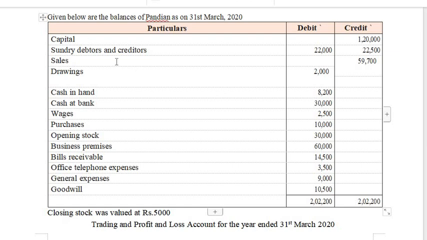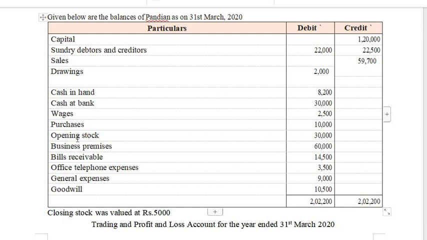Capital is a liability, sundry debtor and creditor. Debtor value is 20,000, creditor value is 22,500. Sales 59,700, drawing 2,000, cash in hand 8,200, asset. So sundry debtor is an asset, sundry creditor is a liability. Sales is income, drawing is an asset, cash in hand, cash at bank is an asset. Wages is a direct expense, you have to consider it in the trading account. Purchase, you have to consider in the trading account debit side.